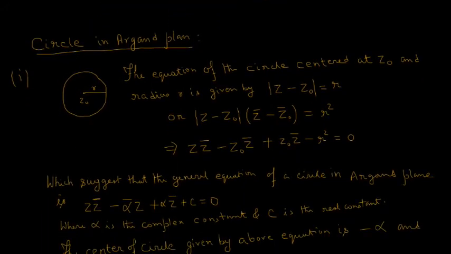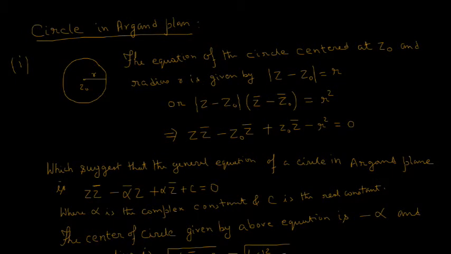Now the second section will start with circle in Argand plane. If a circle is drawn with center z0 and radius r, then the equation of the circle centered at z0 and radius r is given by modulus of z minus z0 is equal to r, or z minus z0 multiplied by z dash minus z0 dash is equal to r square. And this implies that z z dash minus z0 dash z minus z0 z dash plus z0 z0 dash minus r square is equal to 0.